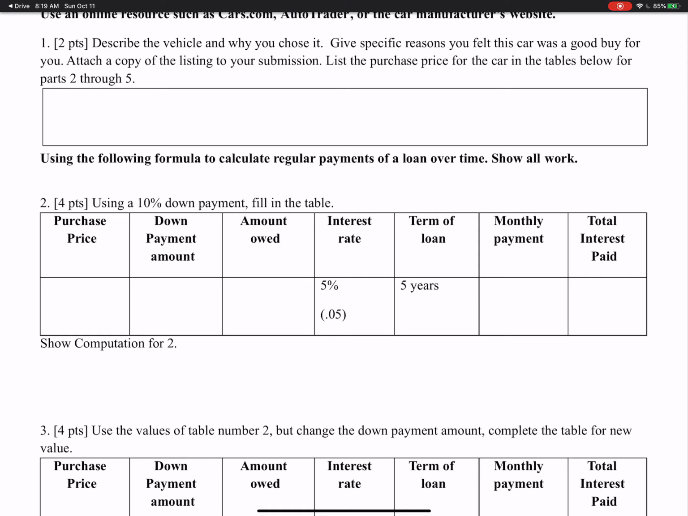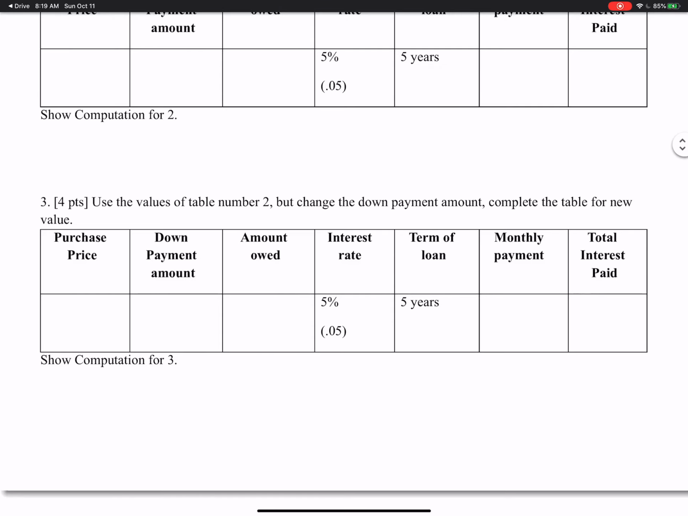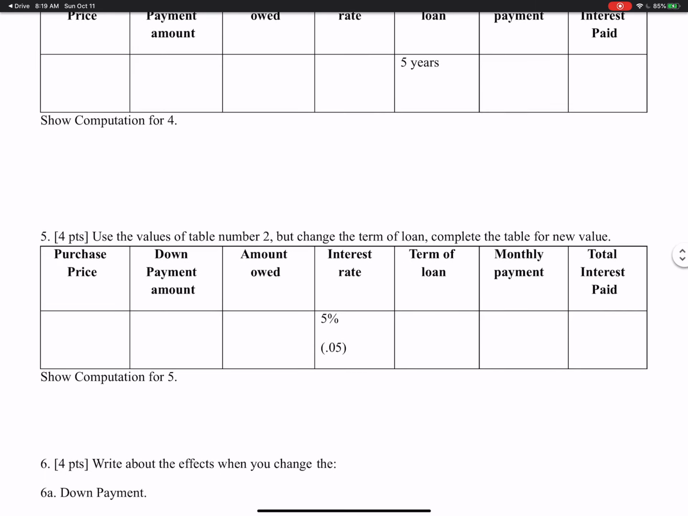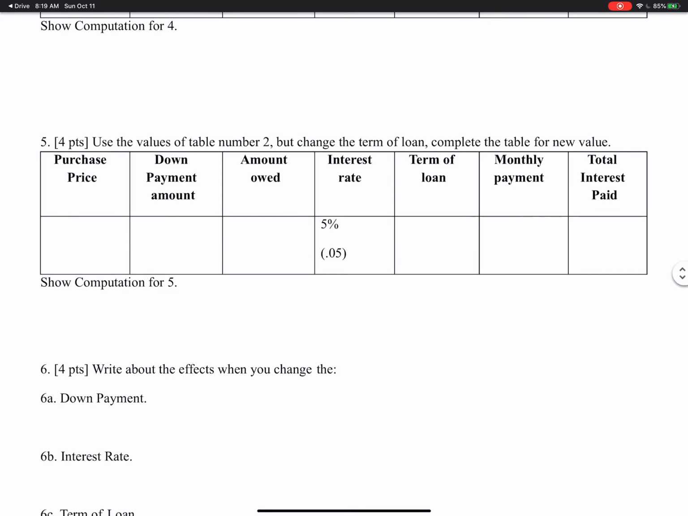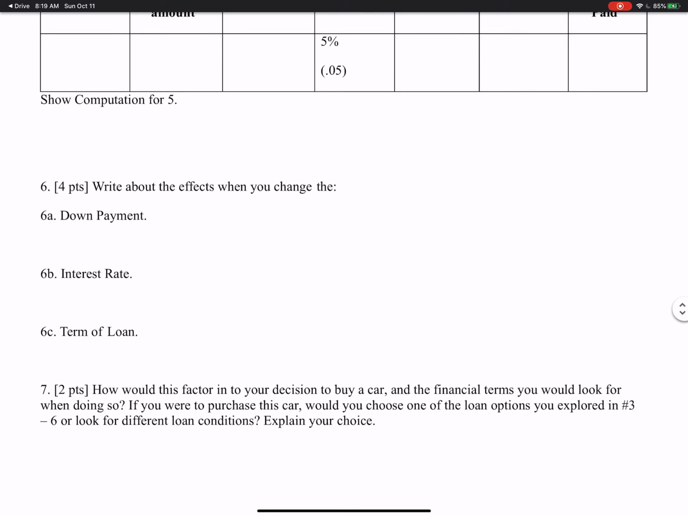So you'll have to list out the purchase price. For the car, you're starting with a 10% down payment. You'll have to calculate that amount owed, which is the principal, and then calculate the monthly payment and total interest paid. Just like with the home in number 3, you'll change the down payment amount. In number 4, you'll go back to that number 2, but change the interest rate. And in number 5, you'll go back to those values from number 2, but change the term of the loan. Number 6 and number 7 are asking you for that same interpretation of what happens when you change them.